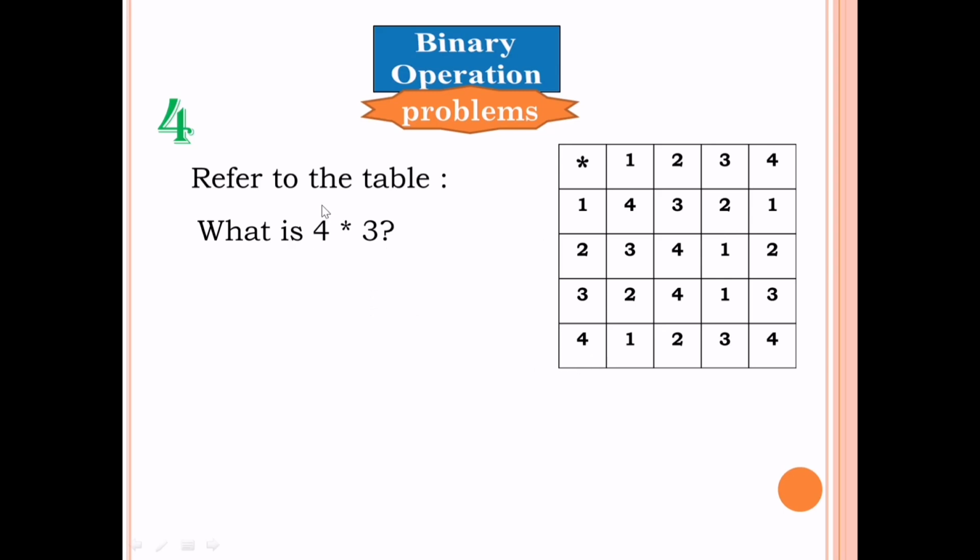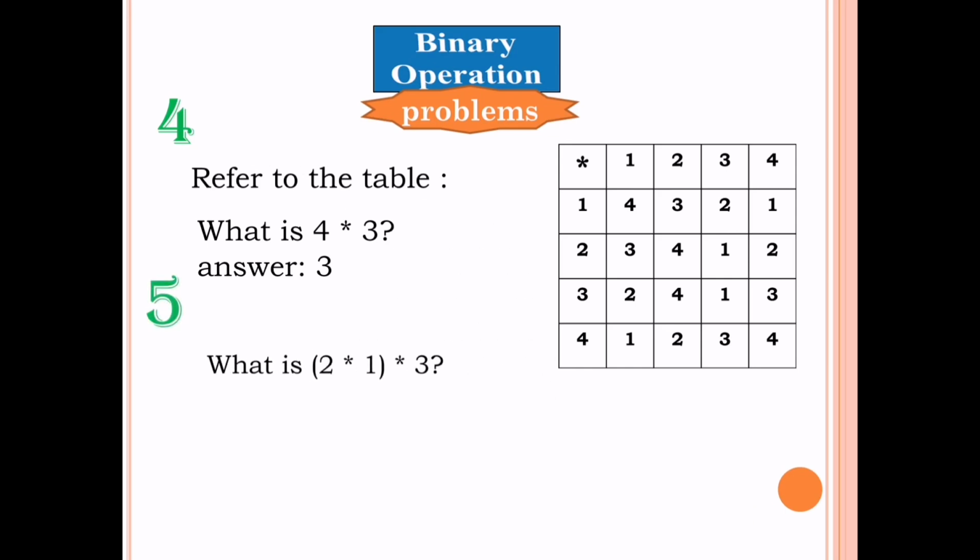The first value is for the row. The second value is for the column. So here, fourth row, third column. For the third column, we have 3. The answer is 3. That is how simple it is to answer a binary operation on a given table.